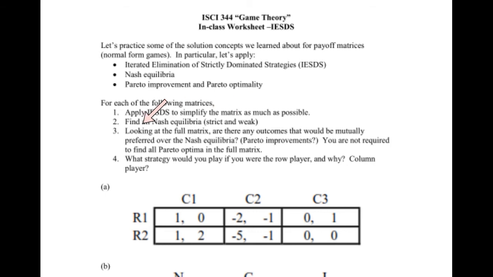We're going to go about this a little bit differently. We're going to first find all the Nash equilibria by drawing preference circles. Then we'll apply IESDS. And then in the reduced matrix, we're going to look at the Pareto optima, just because there's a lot of them and that would be tedious to do for the full matrix in this video. Okay, let's take a look at our first matrix.